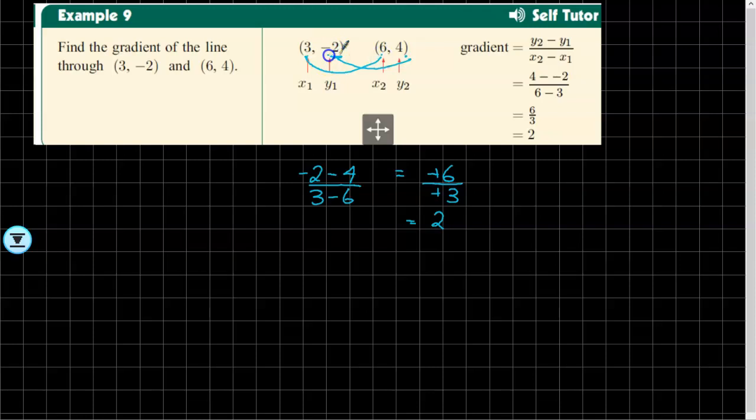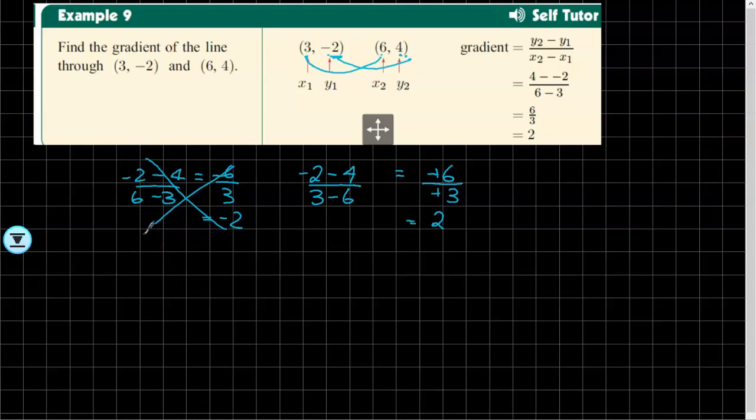If you went -2 take 4, but then you said, oh, while I'm here, I'm going to go 6 take 3, what you're going to end up with is -2, definitely the wrong way that it's sloping. So don't do that. Make sure you're consistent.